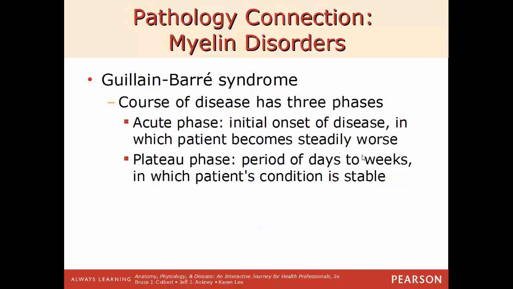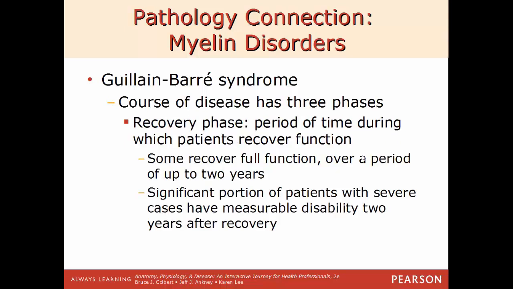Now, the course of disease has 3 phases. The first one, the acute phase, is the initial onset of the disease. This is where the patient will become steadily worse. Then you have a plateau phase, which is a period of a few days to sometimes a few weeks, where a patient's condition stabilizes. Then you have the recovery phase, the period in which the patient will start to recover function. Now, some recover full function over a period of 1 to 2 years. A significant portion of patients with severe cases have a measurable disability even 2 years after recovery.